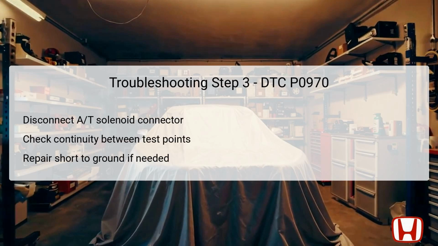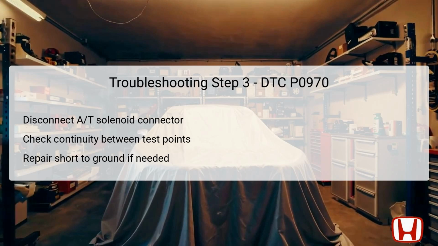In this third step, begin by disconnecting the AT clutch pressure control solenoid valve C2P connector, which is essential to isolate the solenoid from other electrical components. The vehicle must be in the off/lock mode during this procedure for safety reasons. After removing the connector, you will perform a continuity check between specific test points using a multimeter.